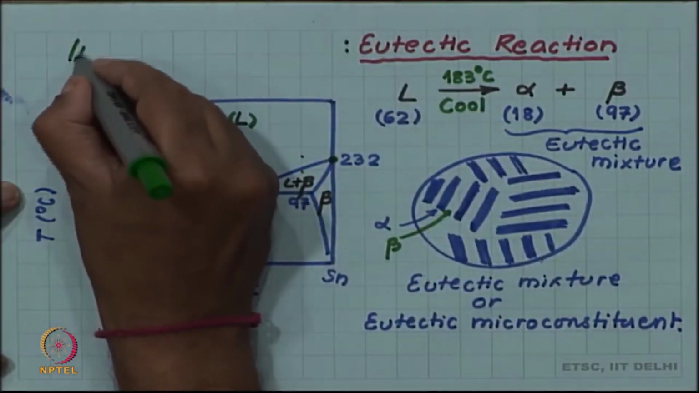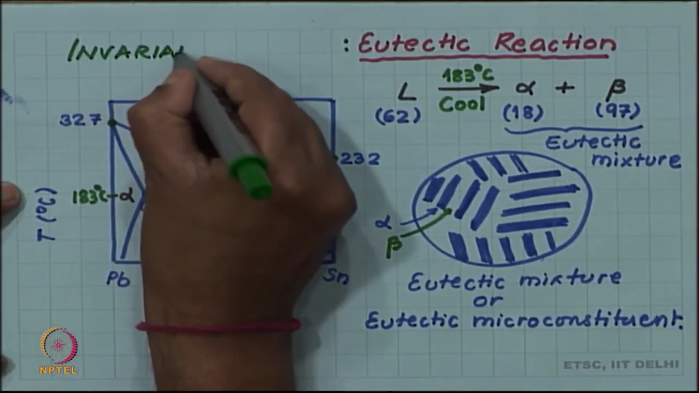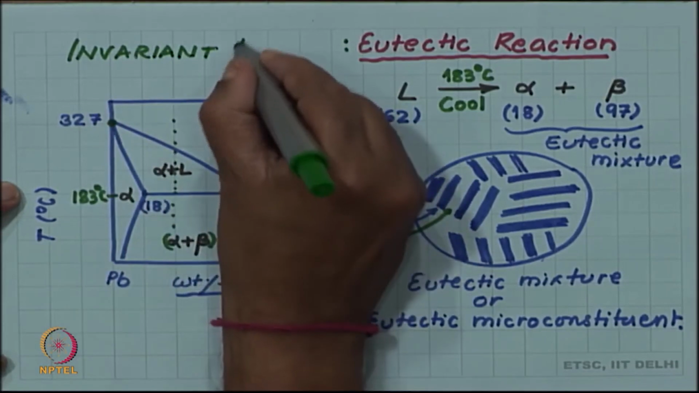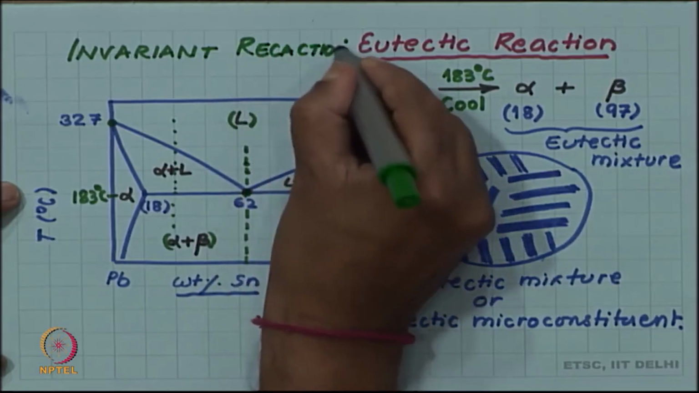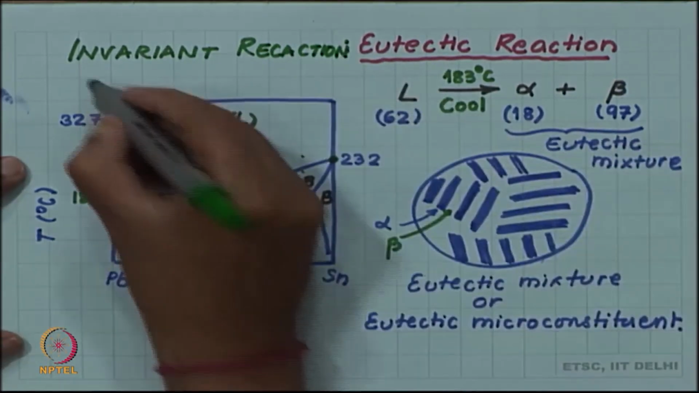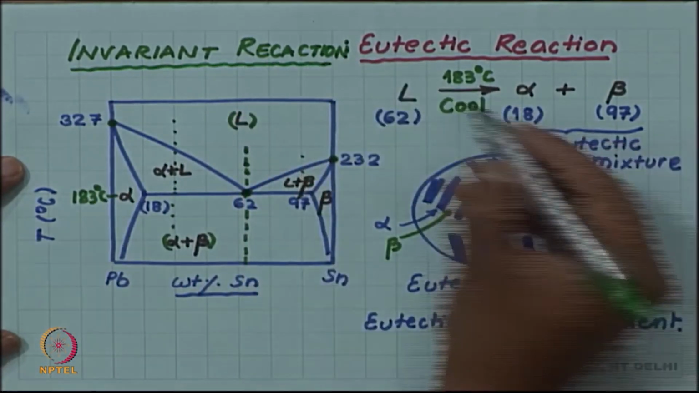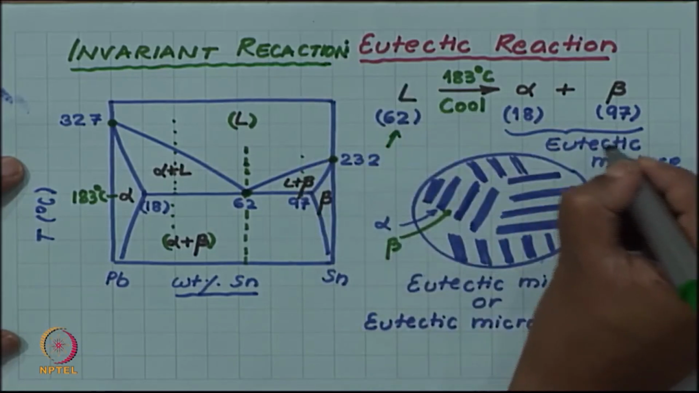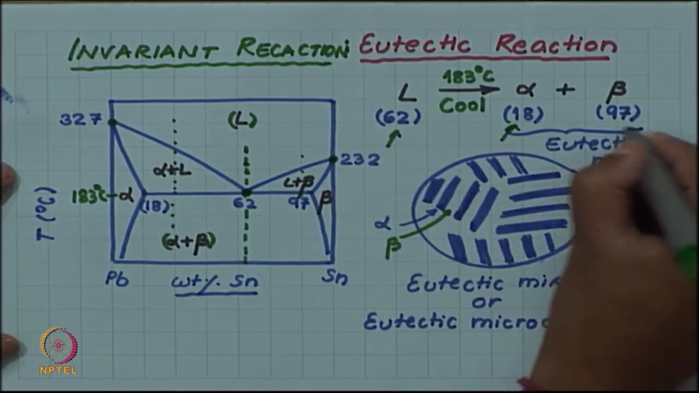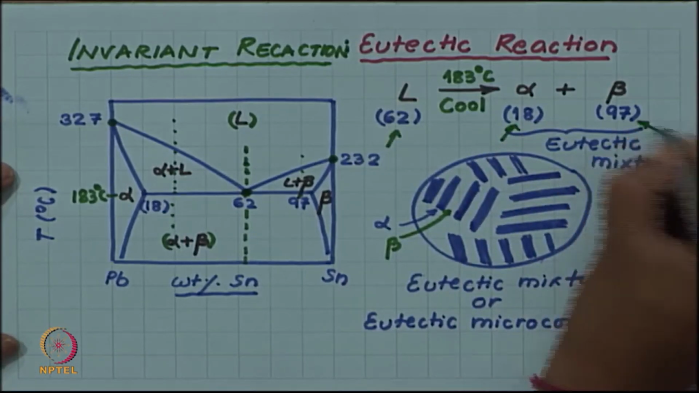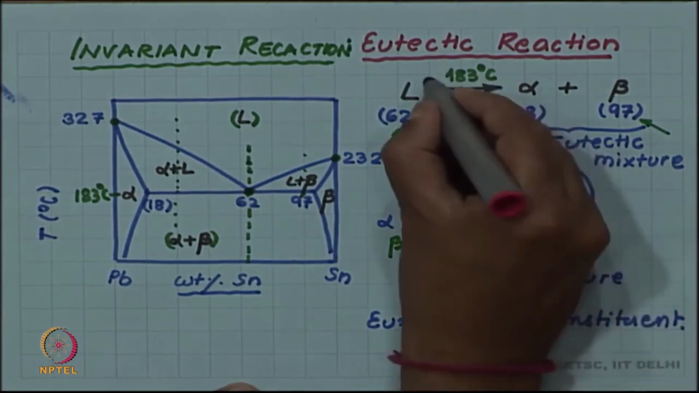This eutectic reaction, I will end with mentioning one point, that this eutectic reaction is an example of an invariant reaction. What it means is that the eutectic reaction happens at fixed composition of the phases. So, in this case liquid is of 62 weight percent, alpha is 18 weight percent, and beta is 97 weight percent, and it happens at a fixed temperature.